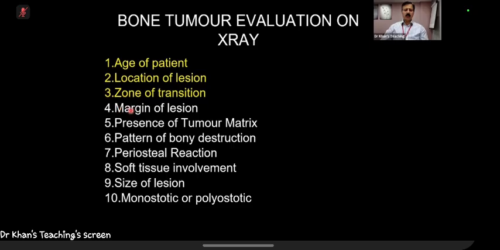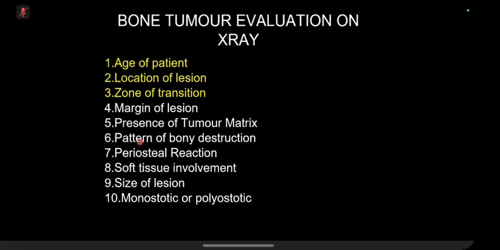Then comes the margin of the lesion. So you have to describe the margin. Is there a tumor matrix? What is tumor matrix? We are going to learn. What is the pattern of bony destruction? Again, a bit of vocabulary is there. What is the host response, particularly vis-a-vis periosteal reaction? Is there any soft tissue involvement? So these are critical things which you have to keep in your mind.